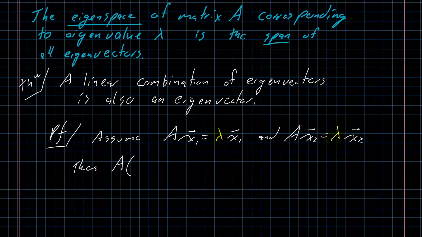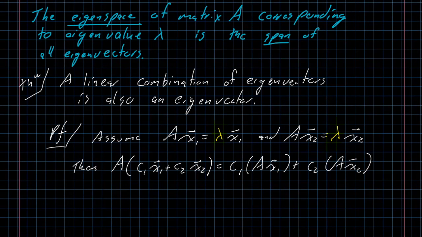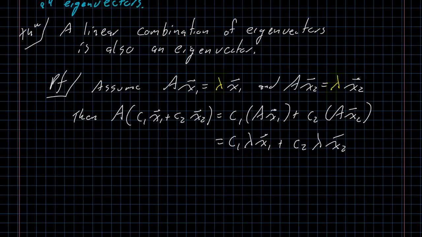Then if I take a linear combination, c1x1 plus c2x2, I can take advantage of the distributive property of matrix multiplication and the associativity with scalar multiplication. And this is c1 times Ax1 plus c2 times Ax2. And of course, Ax1 is lambda x1 and Ax2 is lambda x2. And I can factor out the lambda to get lambda times c1x1 plus c2x2.